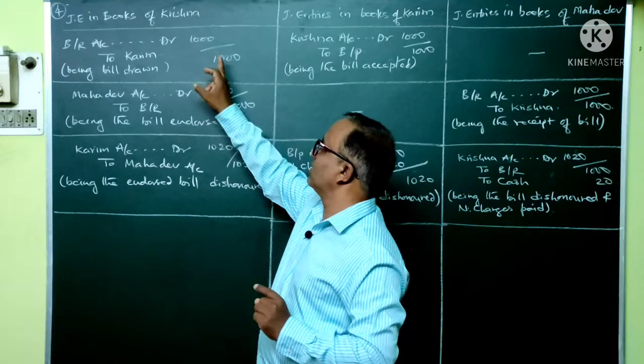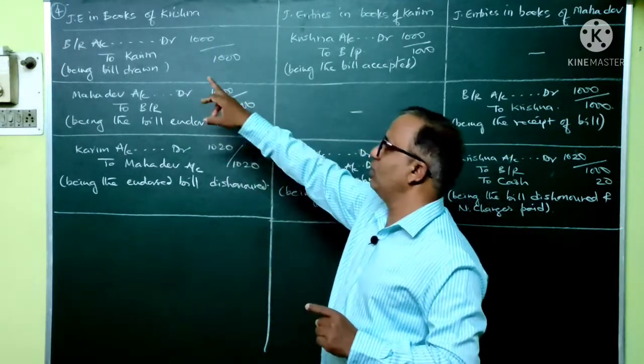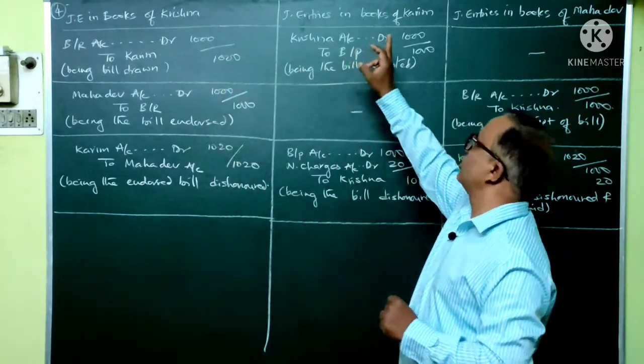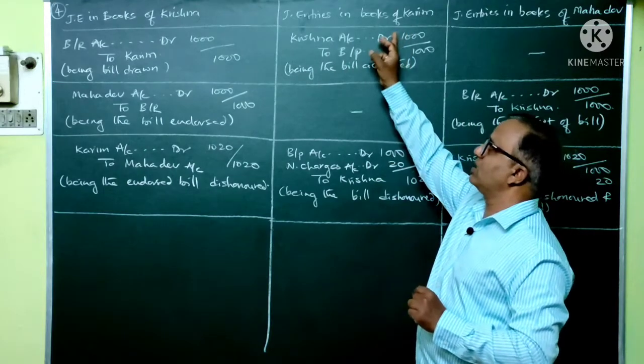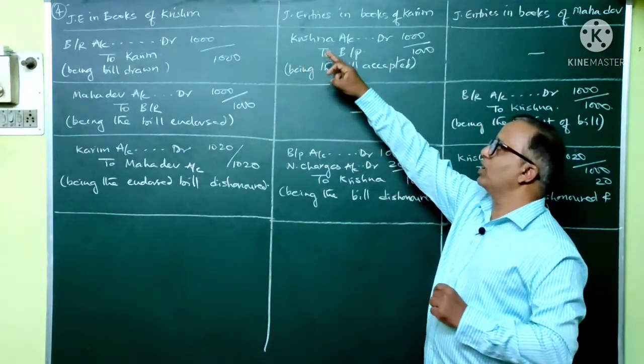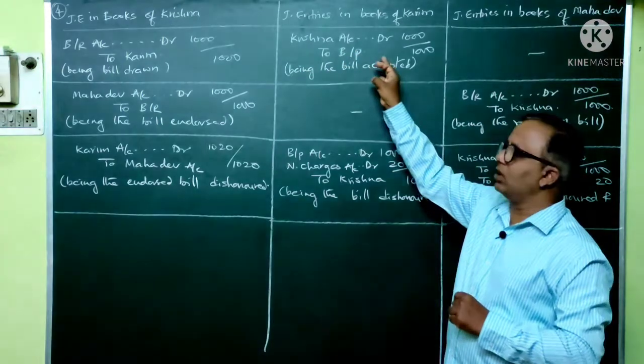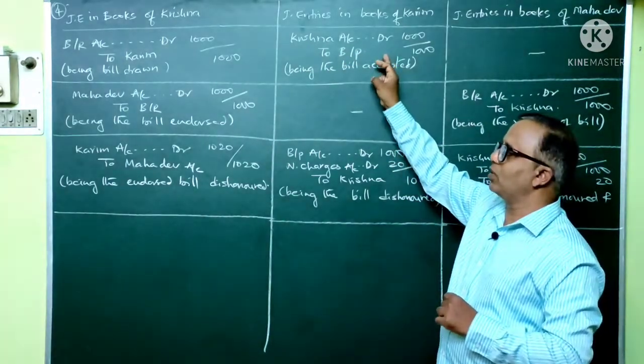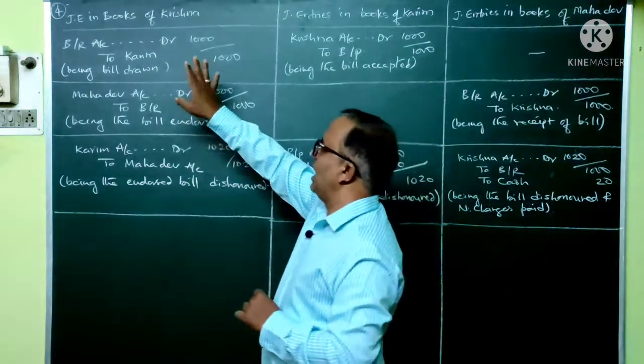So you have drawn the bill for some 1,000 rupees. When you have drawn the bill, think of what Karim writes in his books. He has accepted the bill from Krishna, so the entry will be Krishna account debit to bills payable, because bills payable is a liability to him. Then after that, what happened?